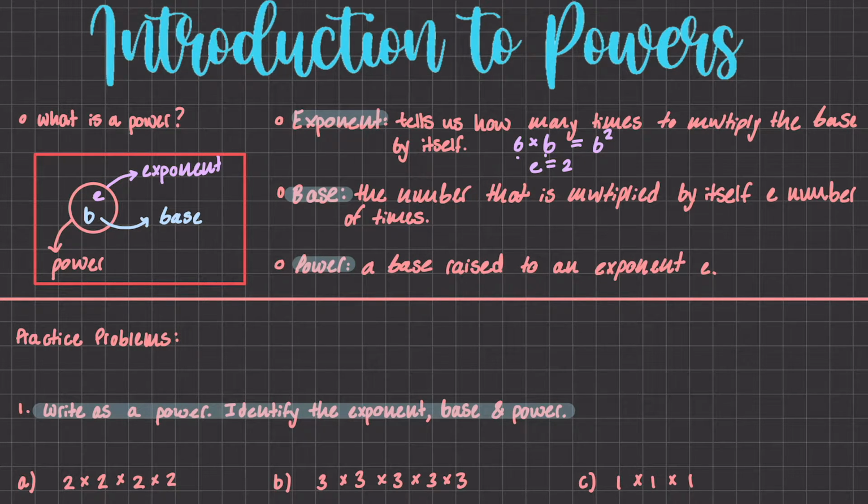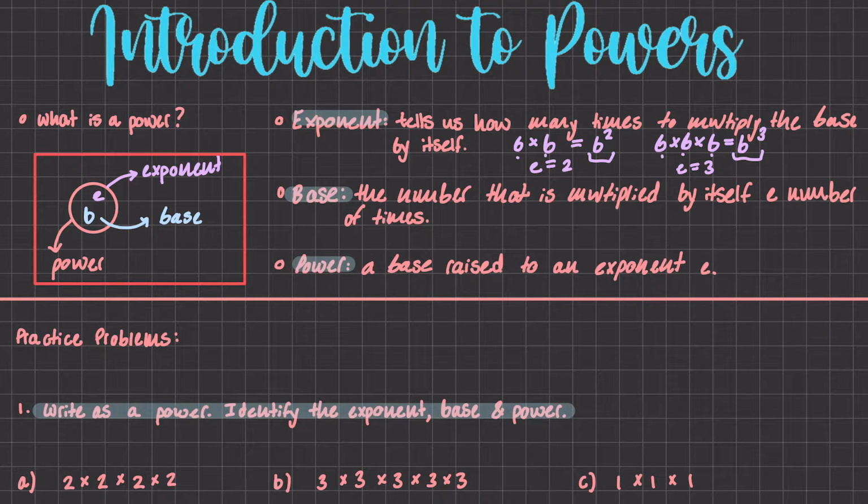I'll give you another example. b times b times b. What is the exponent here? What is e equal to? And I'll remind you again, e is just the variable I've outlined for the exponent. So 1, 2, 3. b is there 3 times, therefore e is equal to 3. And so we write b raised to 3. And this all together, these are powers.